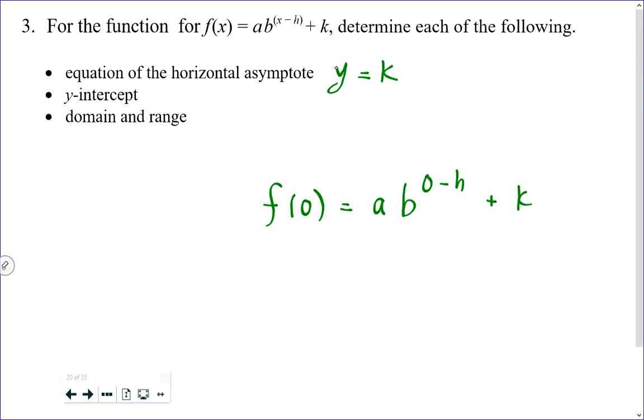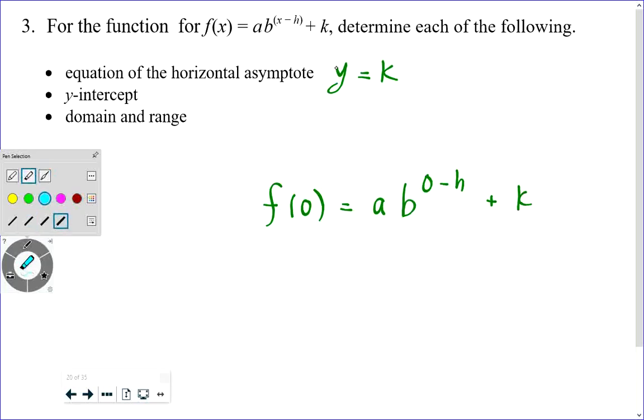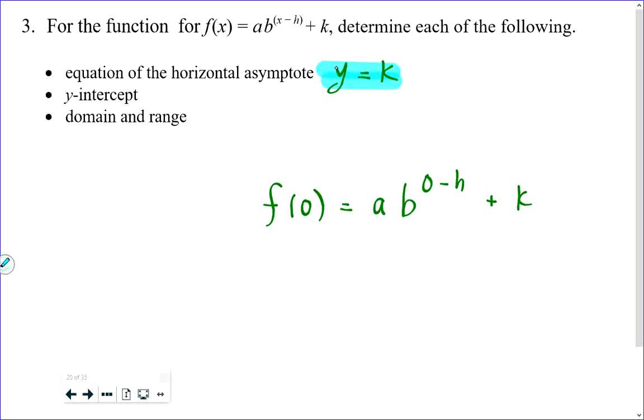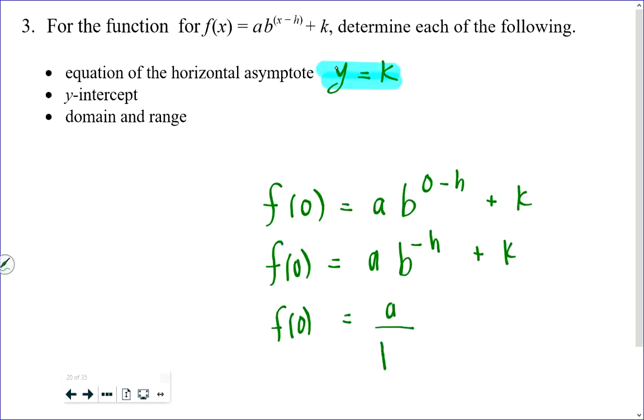On the other hand, I think there is something special about this. This is a fact. I mean, I suppose I could change this to 5k up here, and the answer would be y equals 5k. But you get the idea that that's a pretty important idea, that the horizontal asymptote will be where k is. So let's simplify this. What do we get? We get f of 0 is equal to a times b to the negative h plus k, which would probably be written this way.